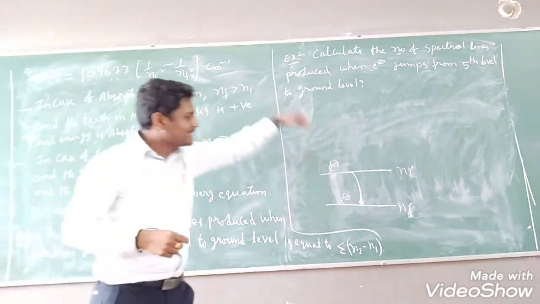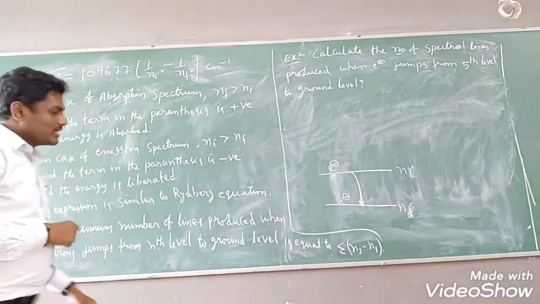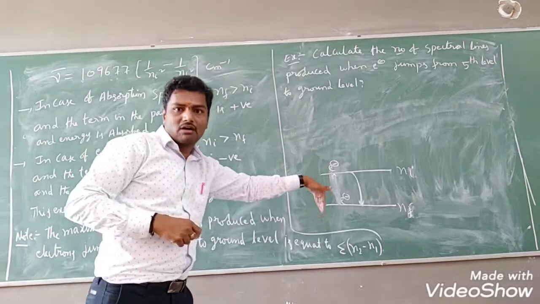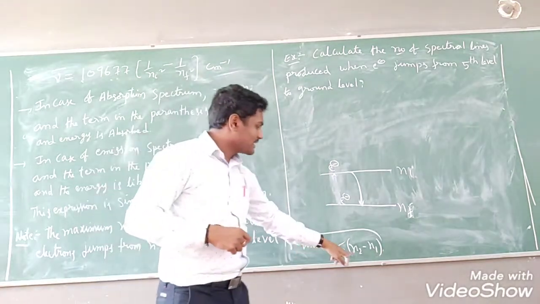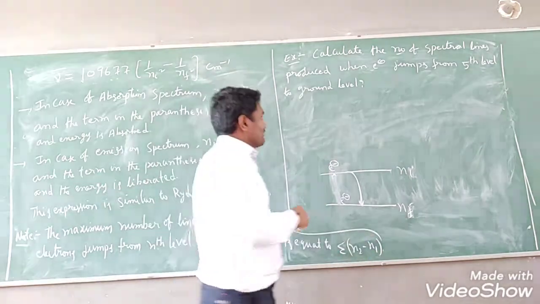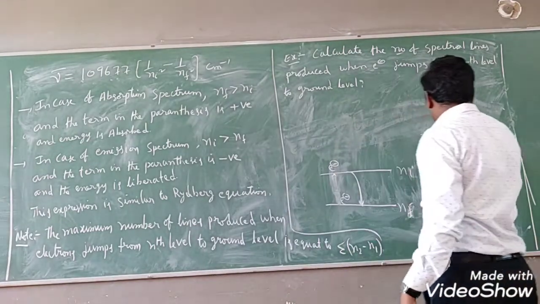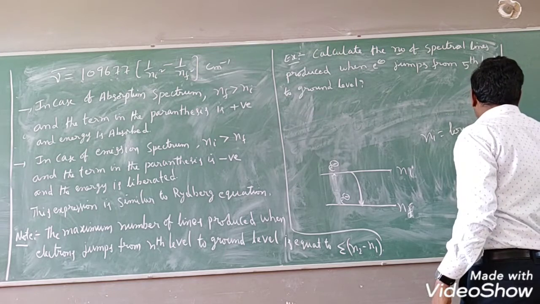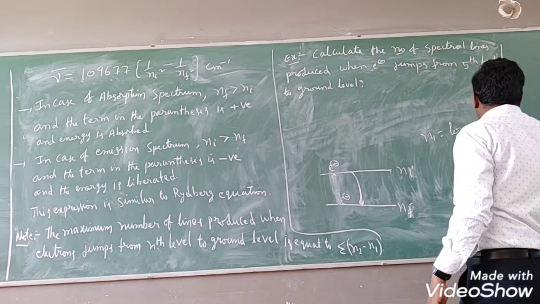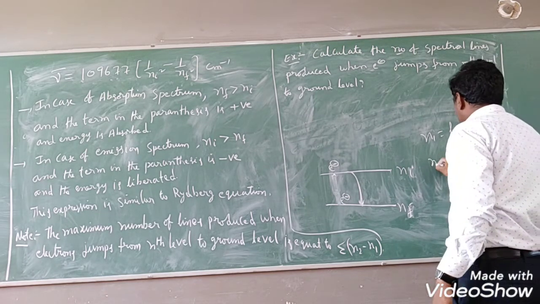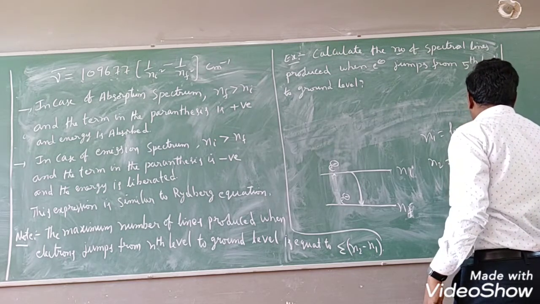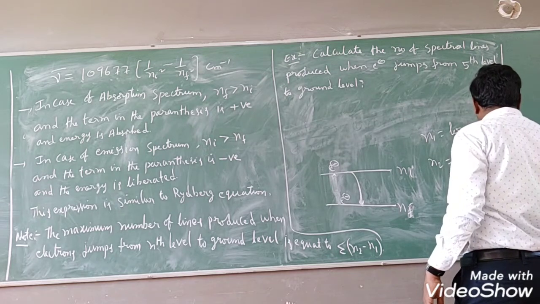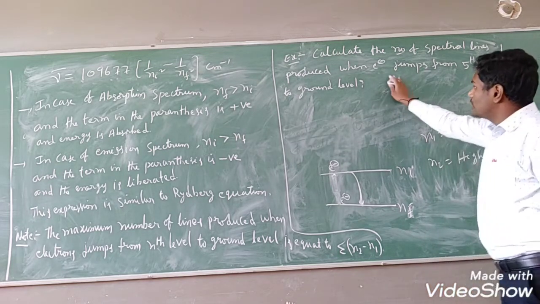Now one note you can note down: the maximum number of lines produced when an electron jumps from the nth level to the ground level is equal to the formula sigma of n2 minus n1. What is N1? The lower energy orbit. What is N2? The higher energy orbit.